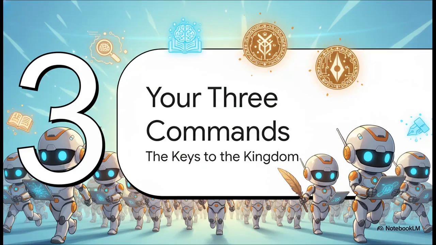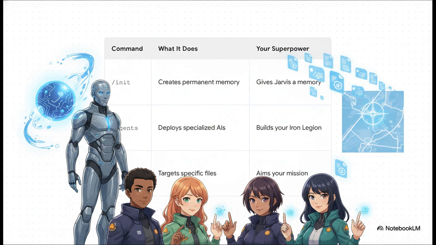So, we just built a full-blown AI army that can research, remember, and write. And it seems really complex, but when you boil it all down, it all just came from 3 magic commands. Let's do a quick recap of what they are. Here they are, the big 3. Init gives Jarvis that permanent memory. Agents is how you build your Iron Legion of specialized AIs. And that little @ symbol, that lets you target specific files, basically aiming your mission with perfect precision. These 3 commands, they are the keys to the kingdom.